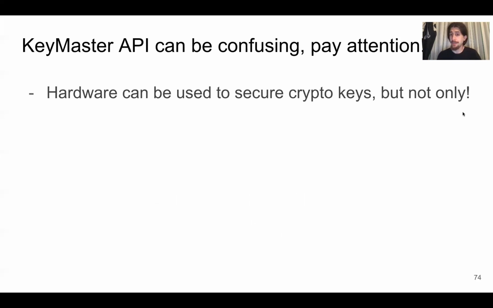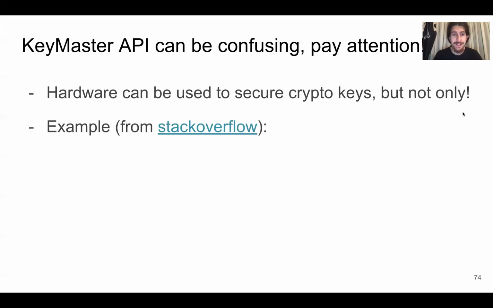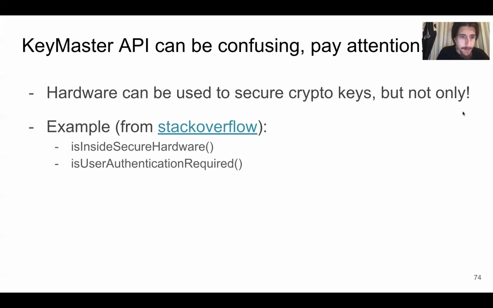Hardware can be used to secure crypto keys, but that's not the only role of hardware. So, for example, I found this interesting question on Stack Overflow, where a guy that actually knows a lot of Android was confused about some of these APIs. And for example, there was this API, is inside secure hardware, okay, and there was is user authentication required, okay. So I guess you get the idea here. Is inside secure hardware. Maybe it's like, is the key actually stored in the secure hardware? For the second question, to use the key, does the user need to authenticate? So is user authentication required for me to be able to actually use the key?